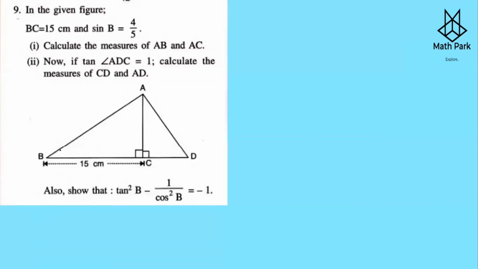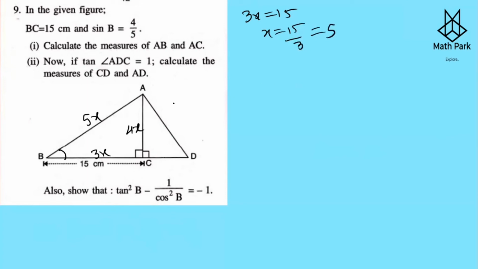Okay. Question B is 4 upon 5. So for the opposite, let us take this as 4x and this as 5x. Calculate the measures of AB and AC. If this is 4x and 5x, then BC is going to be 3x. We know that 3, 4, 5 is the Pythagorean triplet. So you have 3x is equal to 15. So x is equal to 15 by 3, which is 5.